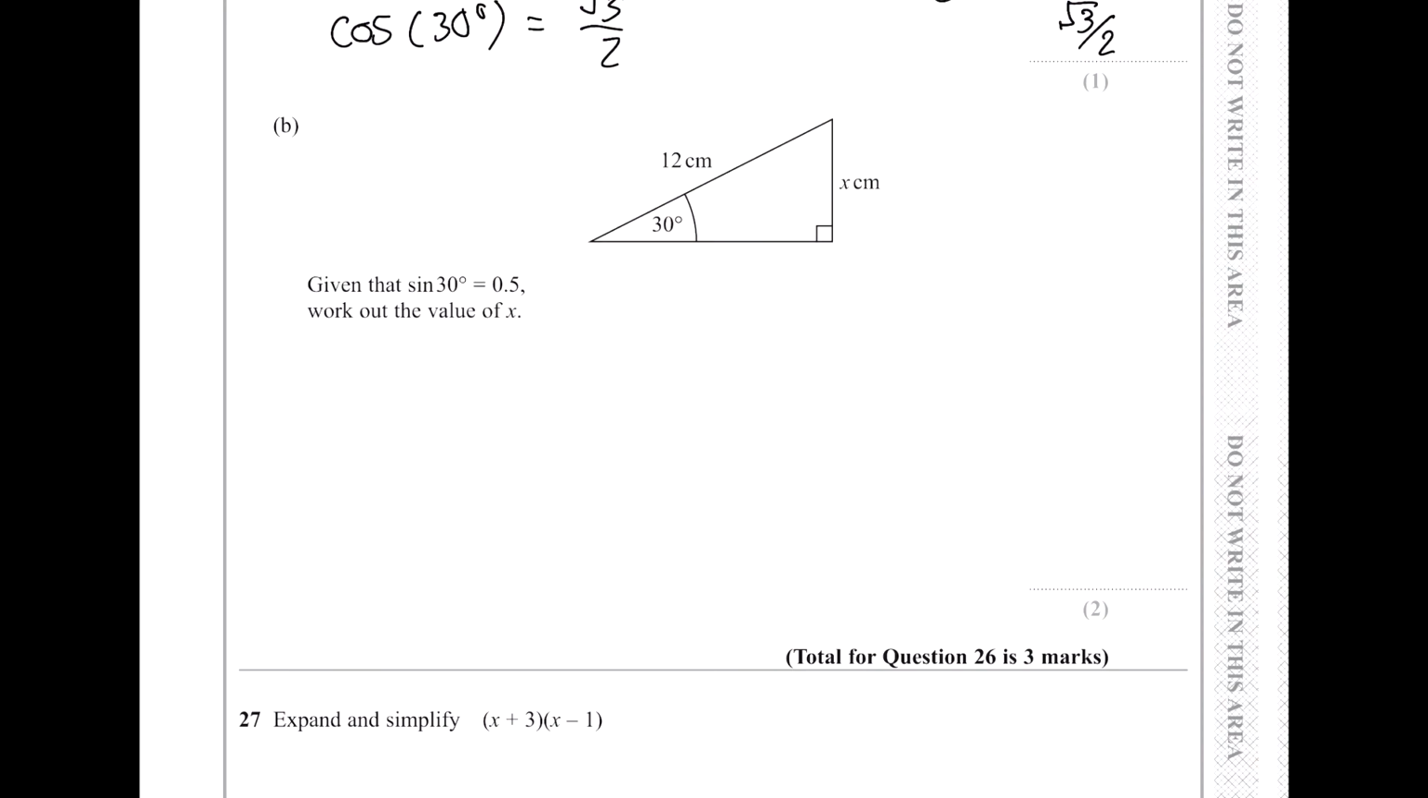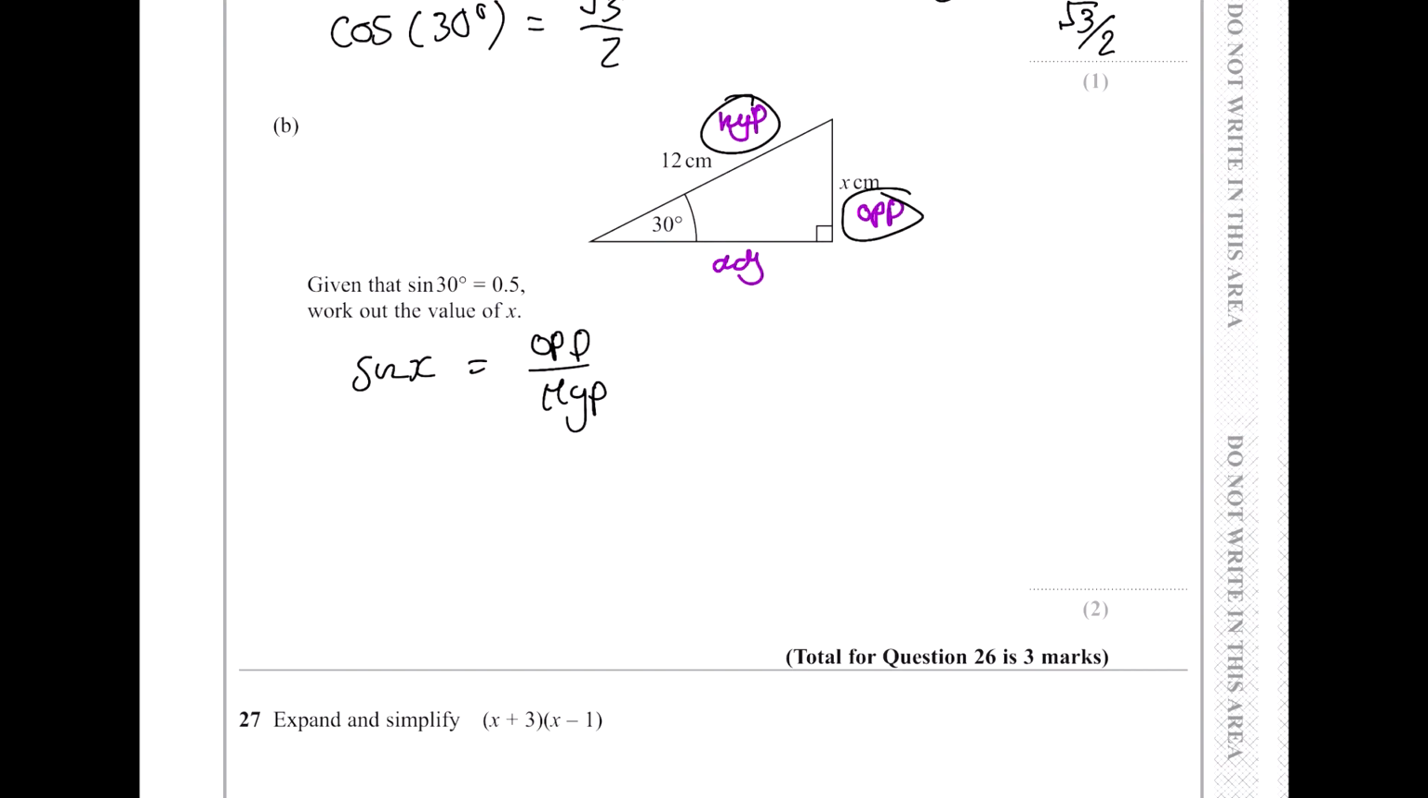Okay, so the next one says, given that sine 30 is a half, work out the value of x. Well, labeling all the sides, this side's your opposite, this side's your adjacent, this side's your hypotenuse. You see that we need to find this, and we have this. So this would be using our sine function to link it.